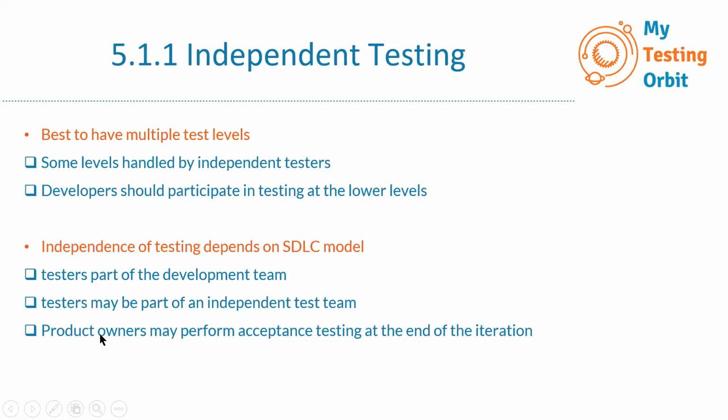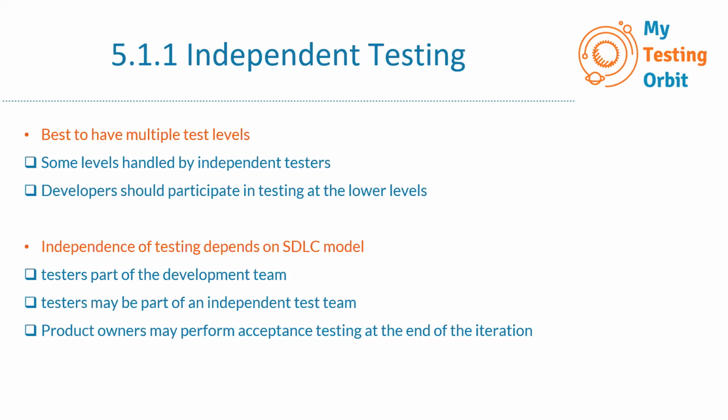The third one is product owners may perform acceptance testing at the end of the iteration. If we are working in a model where the same team has a developer, tester, and product owner, then because they are working together, the tester testing is sufficient. But if we are working in a model where there's an independent test team, a test resource is testing and then feeding back the results to the development team.